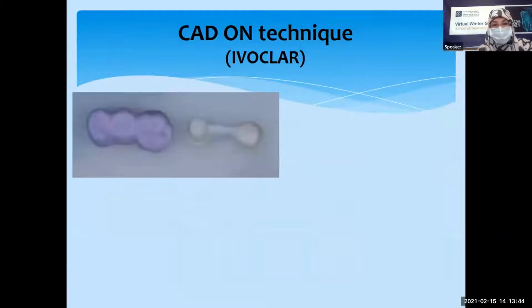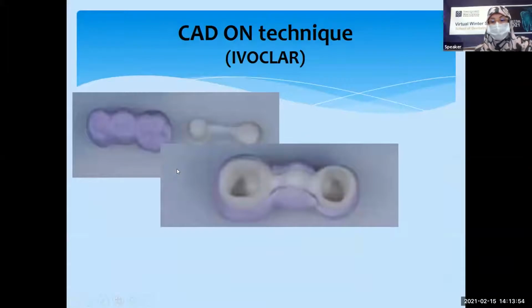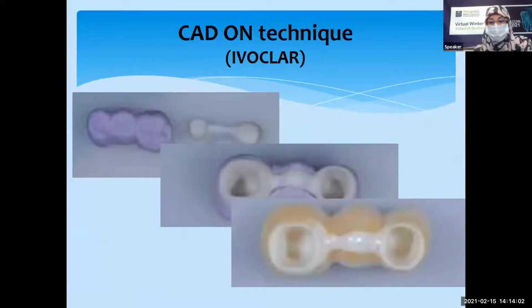But there is a little difference in Evocolor. We have the zirconia framework and also the veneering ceramic before sintering, and we use an intermediate flow fusing ceramic between them, and after baking, the two parts are connected together.